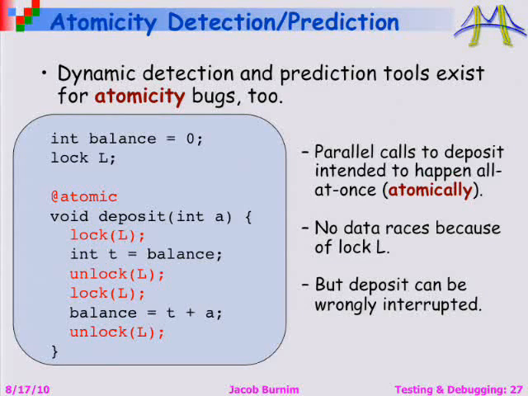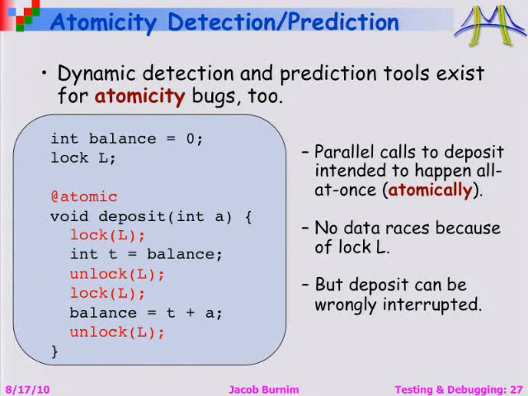And in this case, this specification is false. This is not atomic, because of course if some other thread jumps in between the time when we, for some reason, release the lock L and then reacquire it, for example, if two calls to deposit happen at the same time, we can lose one of the updates.